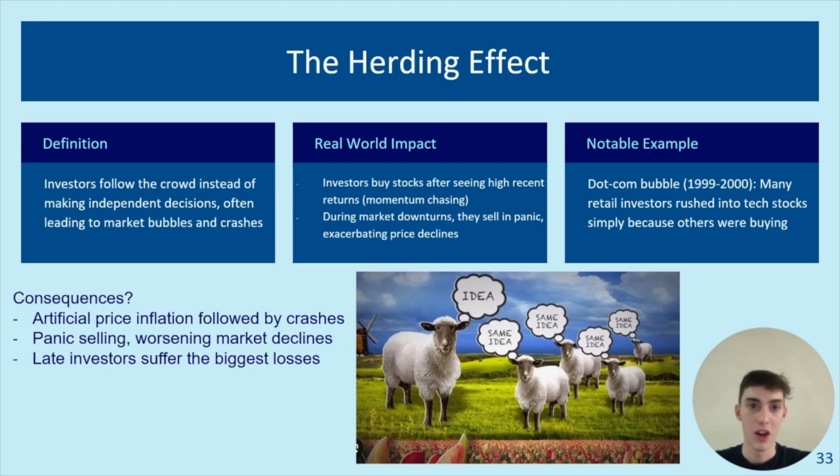Herding. Herding happens when investors follow the crowd rather than doing independent analysis, driving market bubbles and crashes. This leads to overinflated prices and panic-driven sell-offs when sentiment shifts. A classic example is the dot-com bubble of 1999 to 2000. Investors rushed into tech stocks with no profits, only for prices to crash when reality set in. The consequences: artificial price inflation, extreme volatility, and losses for latecomers.